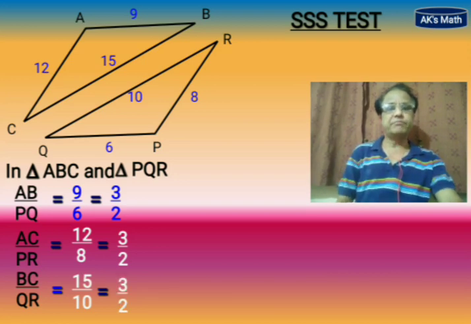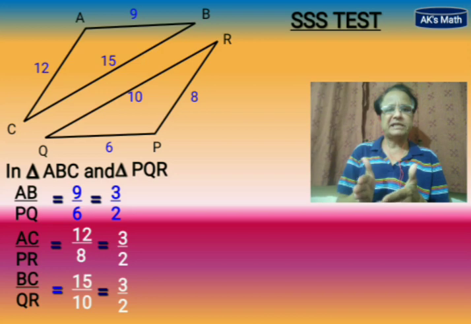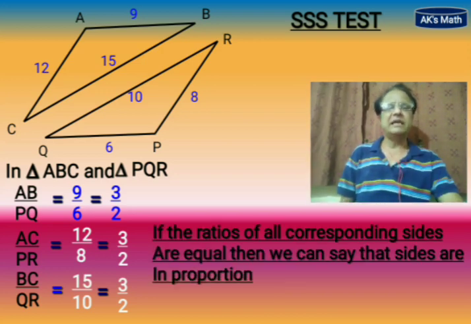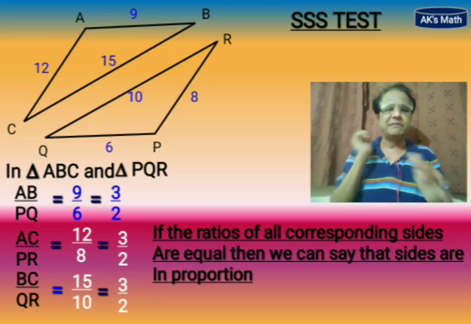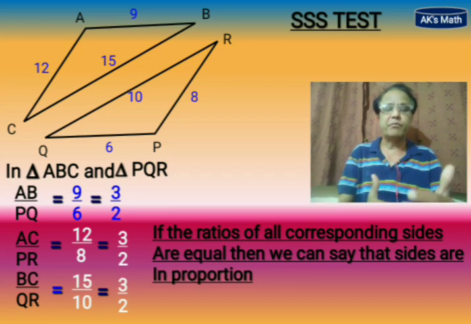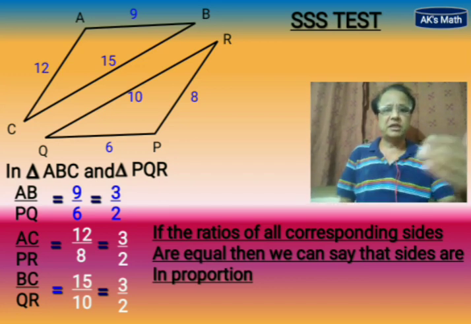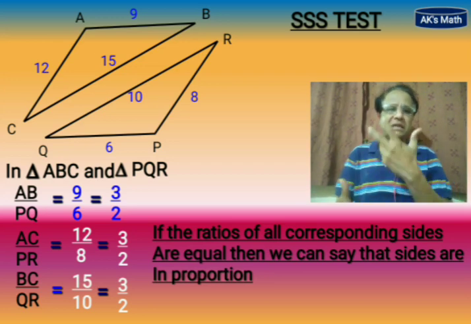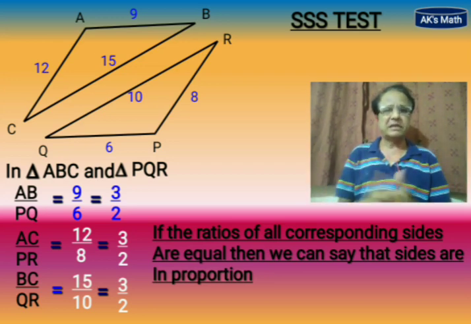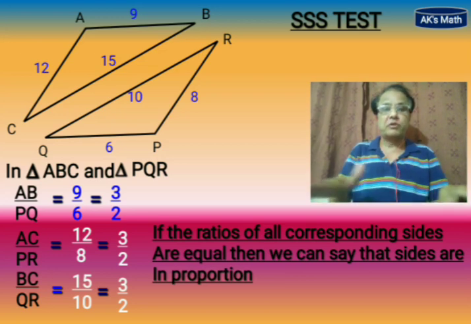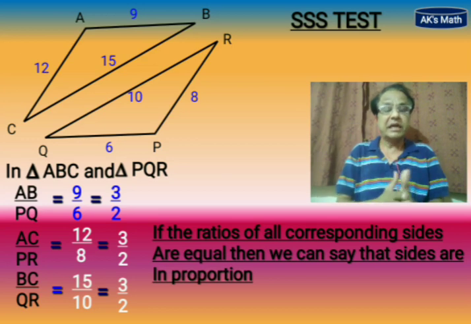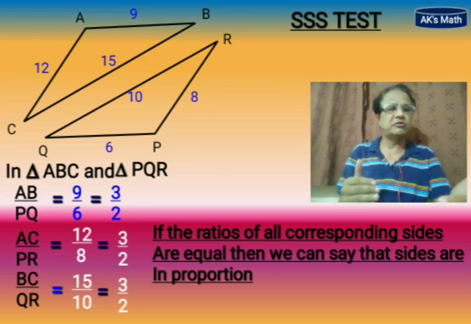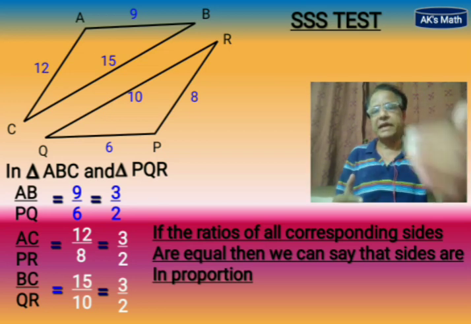So if the ratio of all corresponding sides of two triangles are equal, then we can say that the sides of these two triangles are in proportion. Sometimes two pairs can be in proportion, sometimes all three pairs, and sometimes the ratios of all three pairs can be different. So these are the possibilities. Now here, all the three ratios are equal, so we can say that the sides are in proportion.